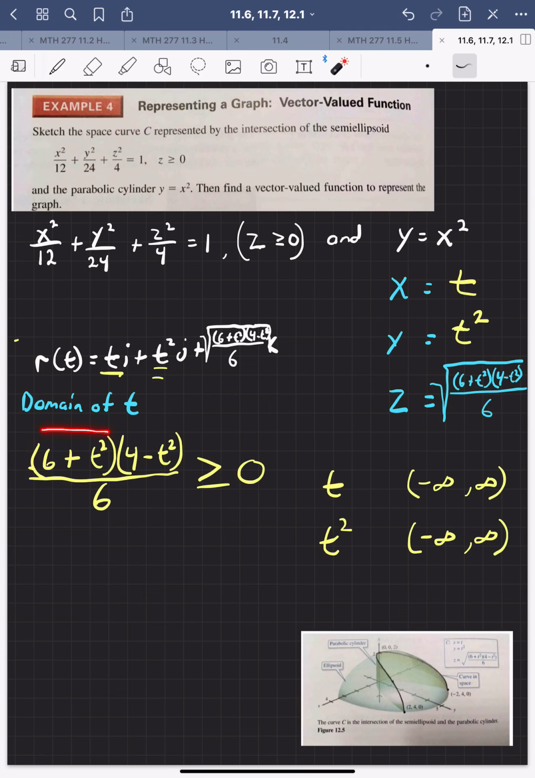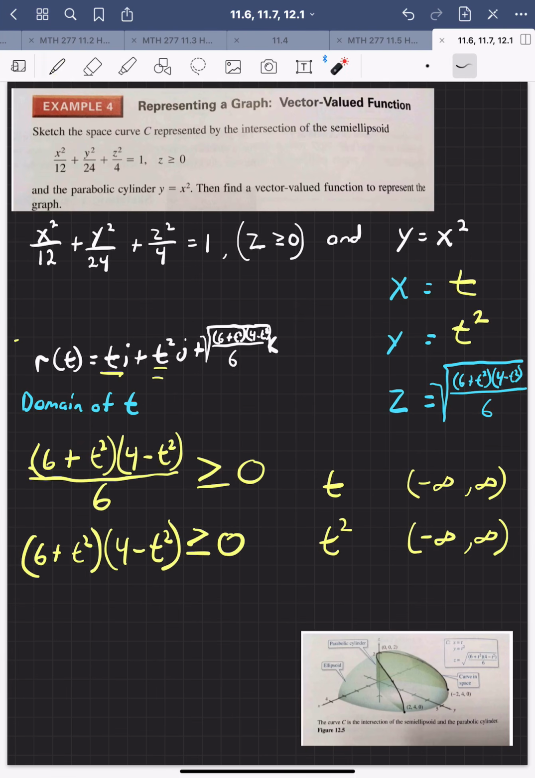And the only thing that we're worried about is the factors that have t in it, right? If I can make this factor 0, then what does it matter if I divide by 6? 0 divided by 6 is still 0. So let me go ahead and get rid of that 6. That leaves me with 6 plus t squared times 4 minus t squared greater than or equal to 0.